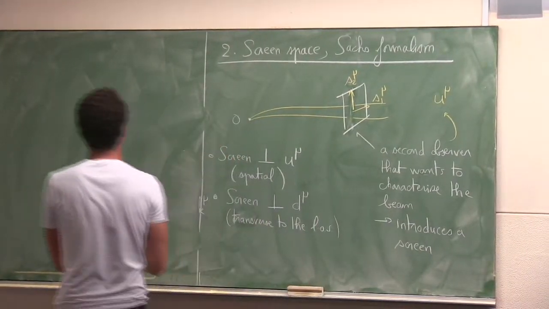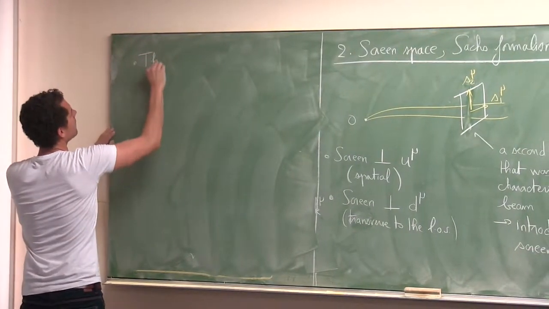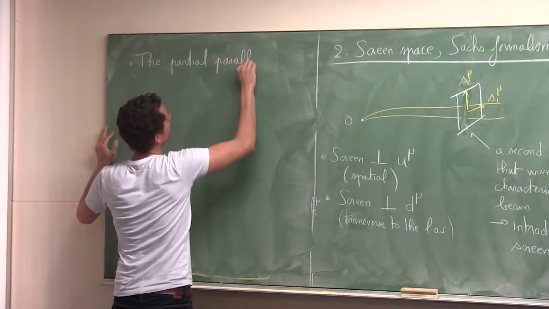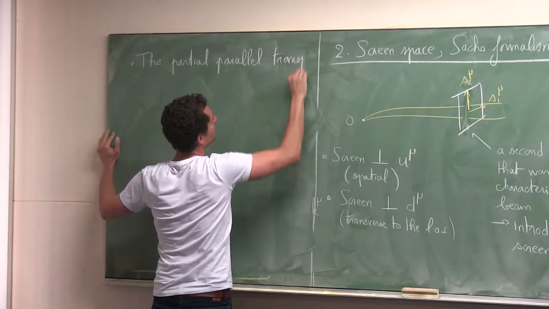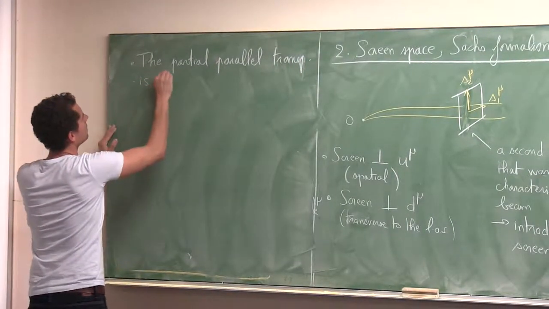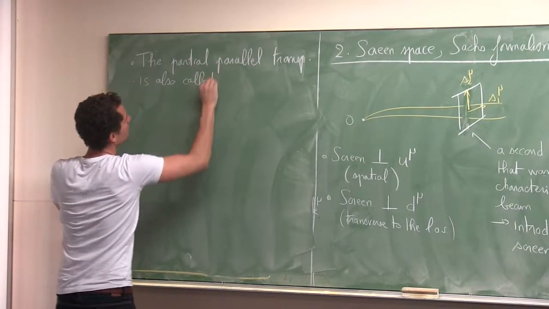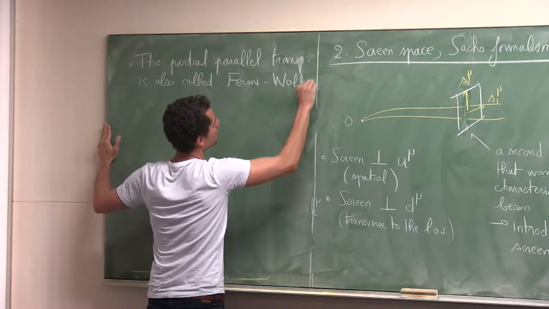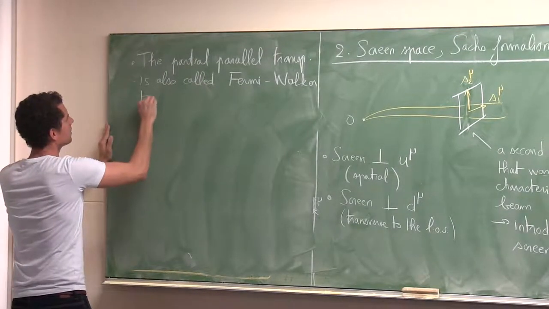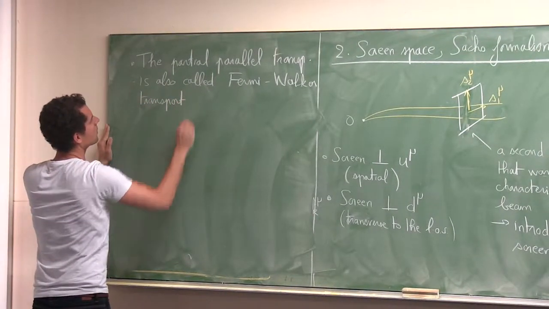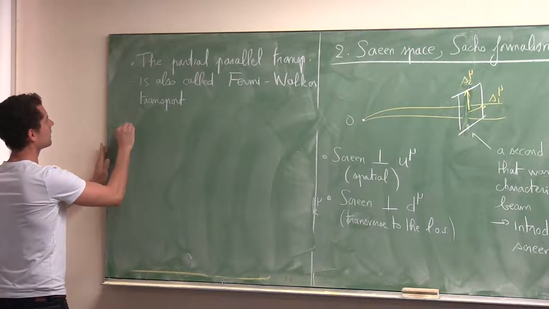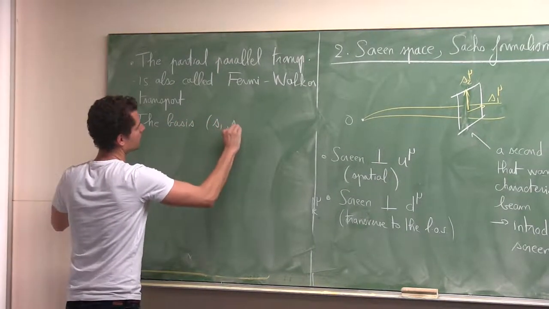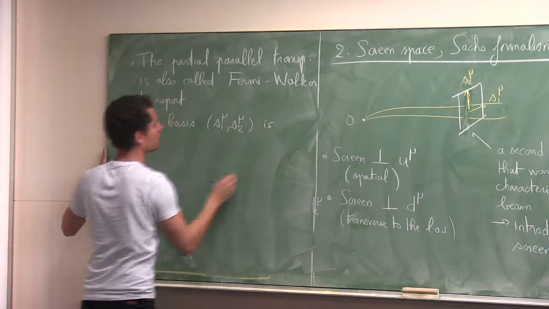So, there are two remarks. First, partial parallel transportation is also called Fermi-Walker transportation. And second, the basis S1, S2 is called the Sachs basis.